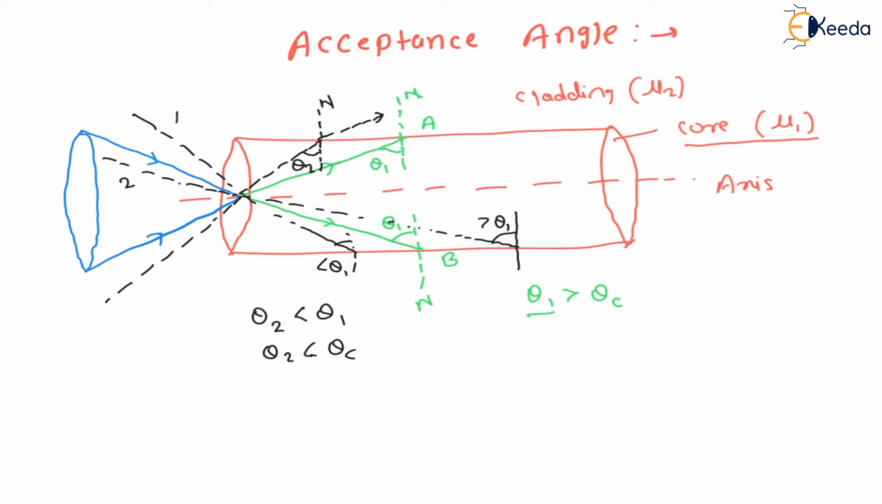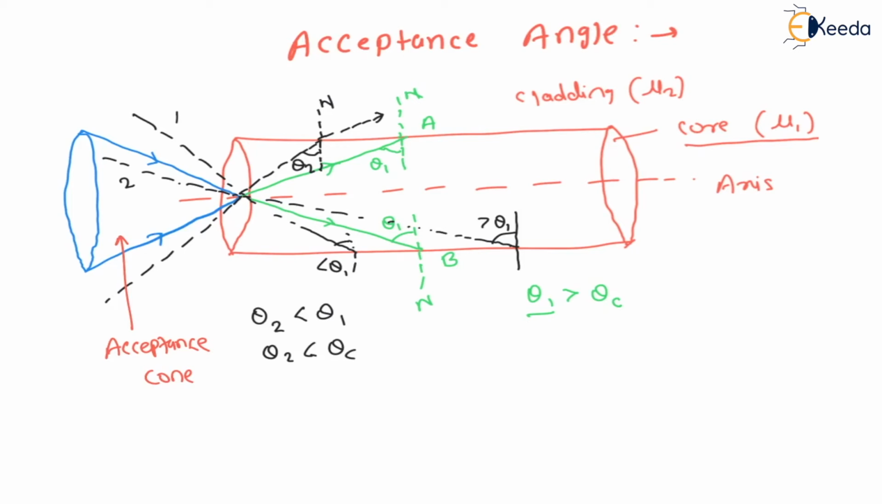So here this particular cone is called an acceptance cone. It is called a what? Acceptance cone. Here you can write it as an acceptance cone, because the light rays which are coming through this particular cone, the optical fiber is accepting, or it is allowing all the light to pass through. So that's why we called it an acceptance cone.